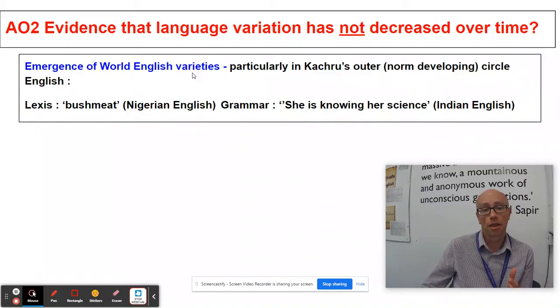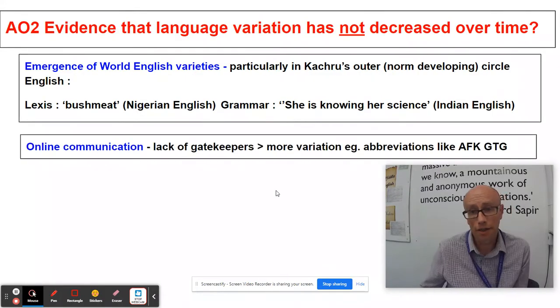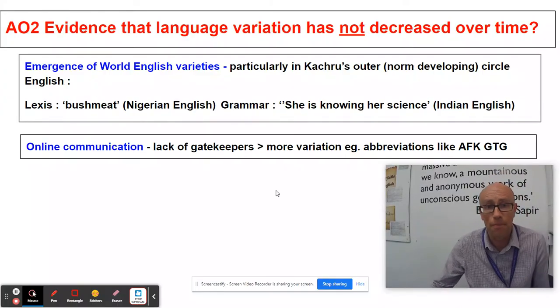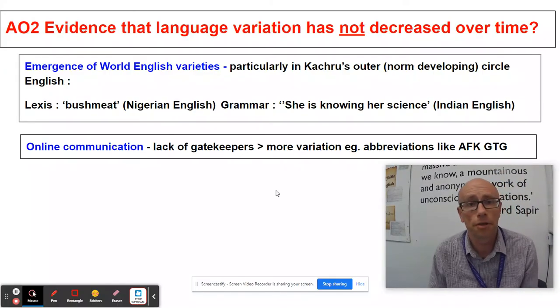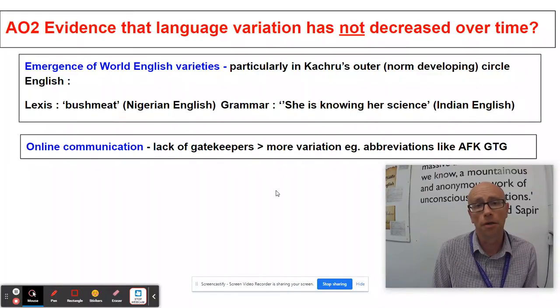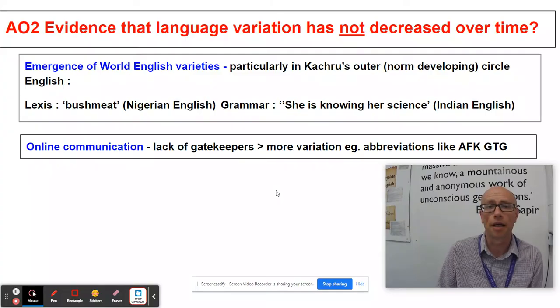Okay, so the emergence of world English varieties is surely evidence that language variation has not decreased and in fact is increasing in variety over time. Similarly, you could go to the internet and look at online communication and say, well, look, because people are putting stuff on the internet, like, for example, this video on YouTube, I'm not being monitored by anybody and nobody is editing what I'm doing. So there aren't any gatekeepers telling me how I should be using my language. And therefore, we've got a heck of a lot of variation happening.